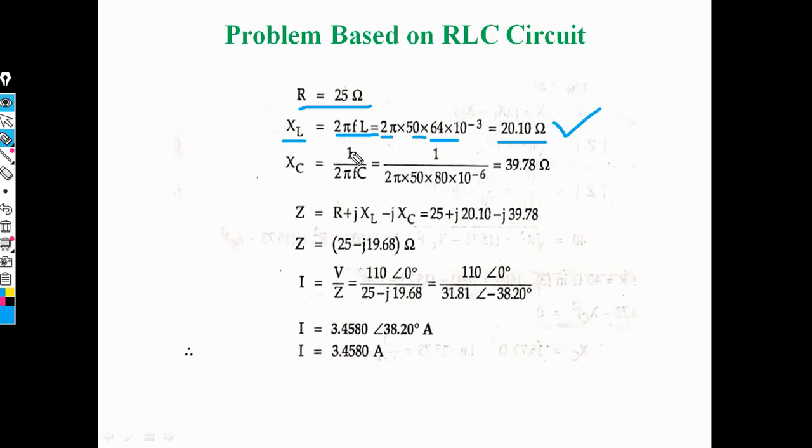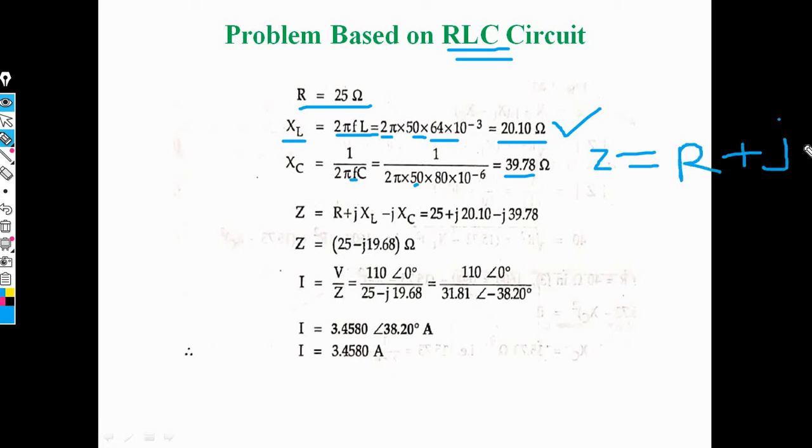Then XC is equal to 1 upon 2 pi FC. The value of F is 50 hertz, put here. The value of capacitance C is 80 microfarad, that is 80 into 10 raised to minus 6. Then the value of XC is 39.78 ohm.